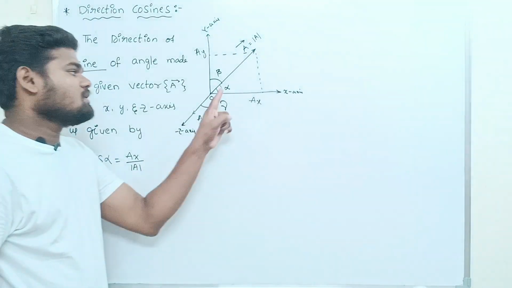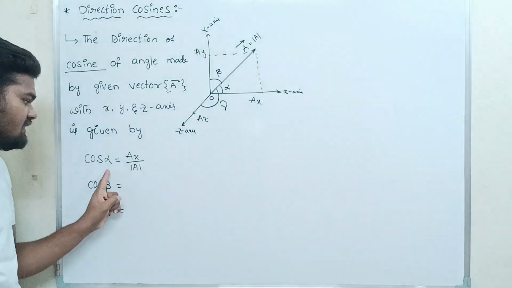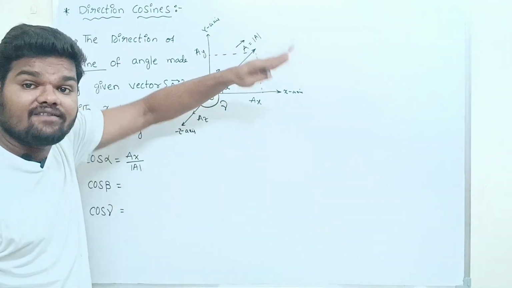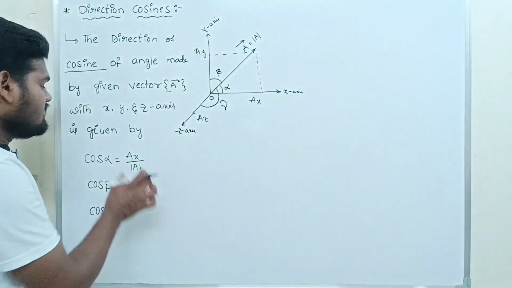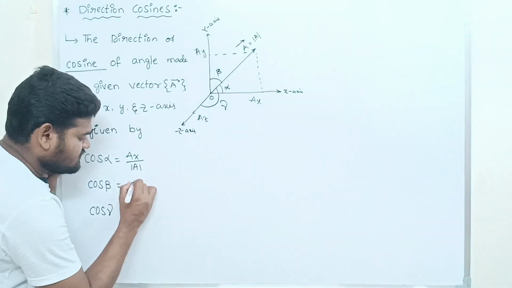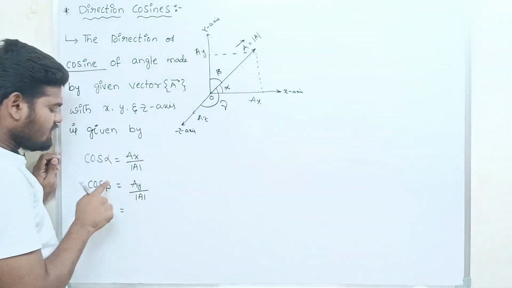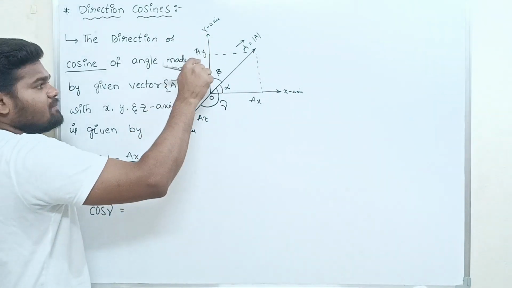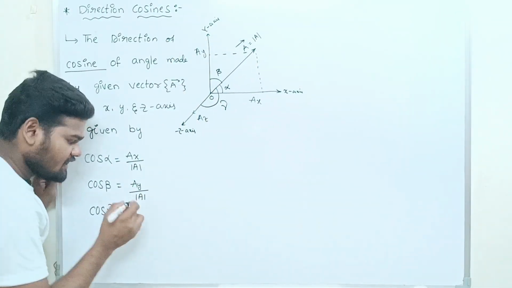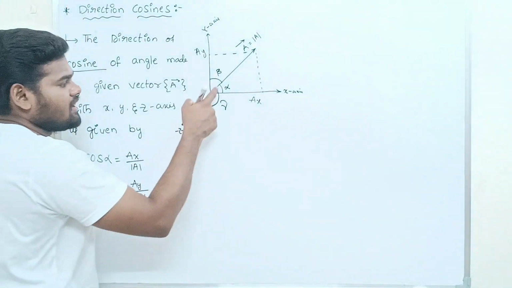So the cosine of the angle made by this a bar vector with the x-axis is how much? Ax by magnitude of a. What is Ax? The magnitude of the component of a bar vector on the x-axis. So cos beta is equal to Ay by magnitude of a, because this a bar vector is making an angle beta with the y-axis, and this is the magnitude of the a bar vector component on the y-axis. That is Ay divided by magnitude of a. Next, cos gamma is equal to Az by magnitude of a.